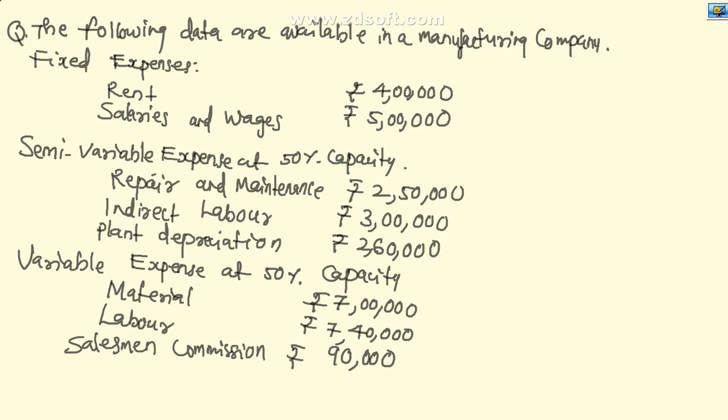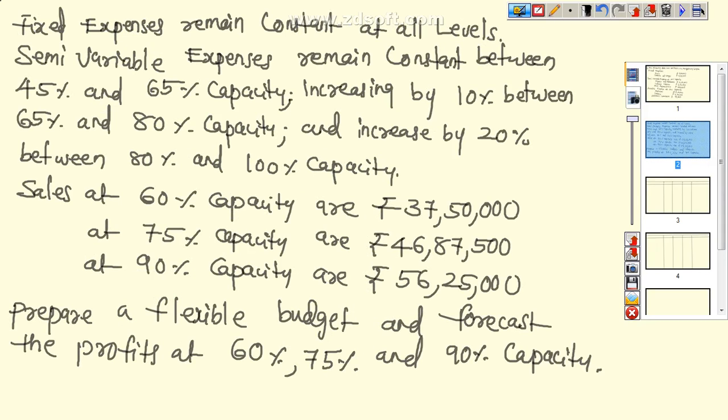Hello everyone, this is another question on flexible budget. Let's understand the question first. The following data are available in a manufacturing company. Fixed expense, semi-variable and variable expense are given, and apart from this, semi-variable expense adjustment is given, sale value given. So we have to prepare a flexible budget and forecast the profit at 60, 75 and 90% capacity.